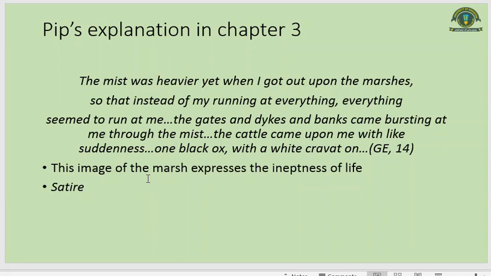So this image of the marsh expresses the inaptness of life. He is of the view that life is not absolutely fine, it is not streamlined. So this is, you can say, a symbol or some hint towards the autobiographical stance of Charles Dickens' life, where he was not satisfied with his life at the time of childhood, as he was compelled to labor, compelled to work at a factory, a shoemaking factory.